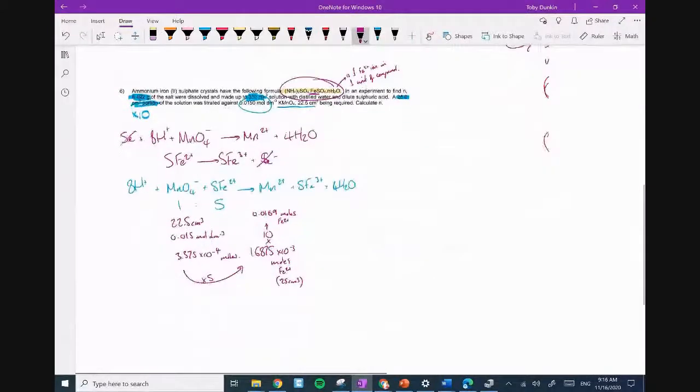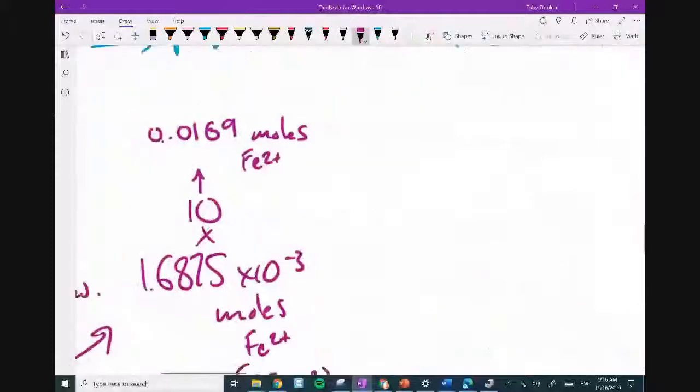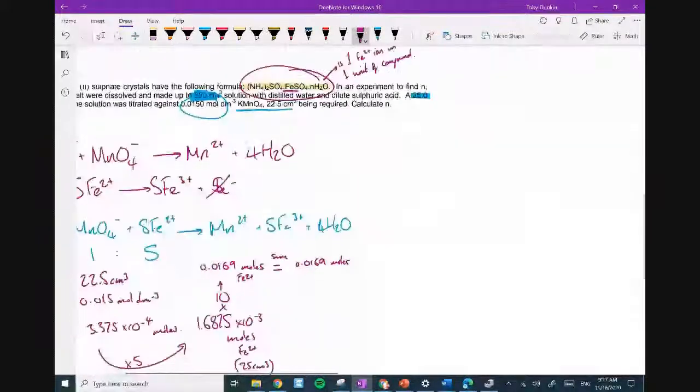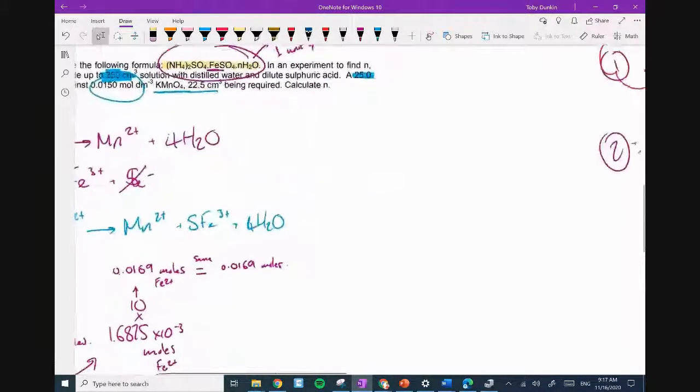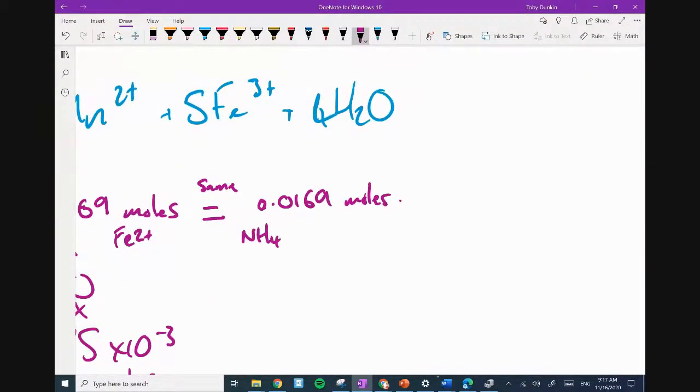So how many grams did I have? Right, so I had that many grams. Well, the great thing is that is the moles of iron 2+. But what we now know is it is equal to, we also therefore have 0.0169 moles of the entire ammonium iron 2 sulfate. Cool. So what that means is, I don't really want to have to copy it down, but I can. Ammonium iron 2 sulfate dot NH2O s.